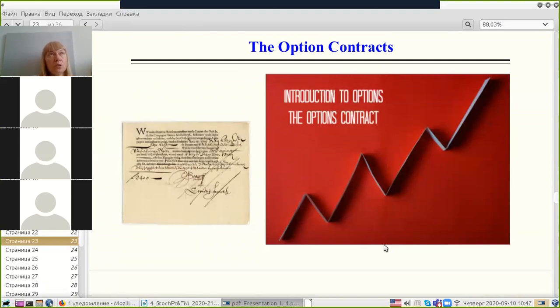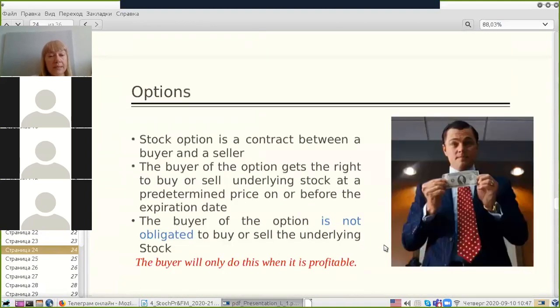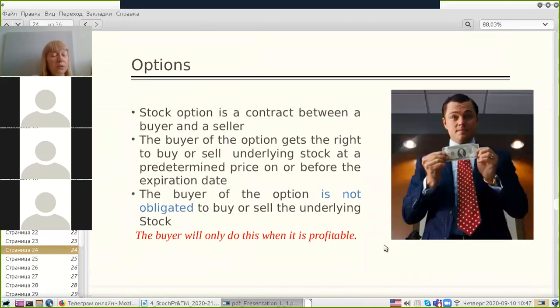What is more interesting for us is the option contract. What is this? For example, stock options. A stock option is a contract between a buyer and a seller, and the buyer of the option has the right to buy or sell the underlying stock at a fixed price on or before the expiration date. And what is very, very important is that the buyer of the option isn't obligated to buy or sell the underlying stock. The buyer will only do this when it's profitable. Understand?